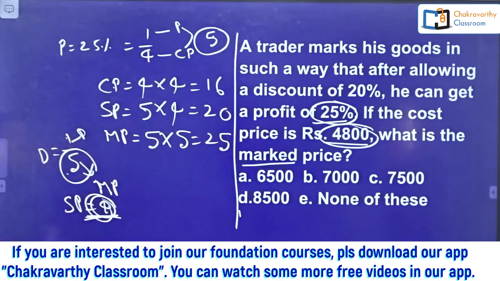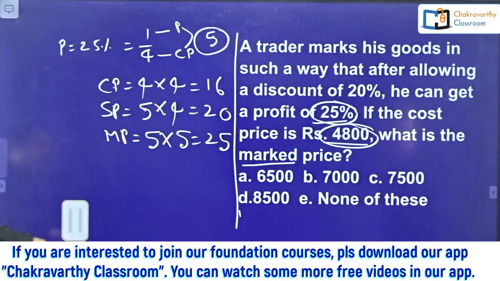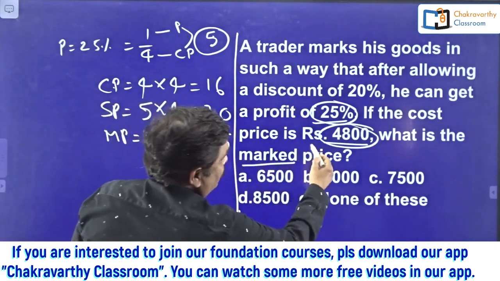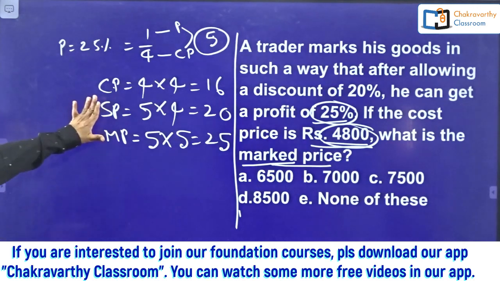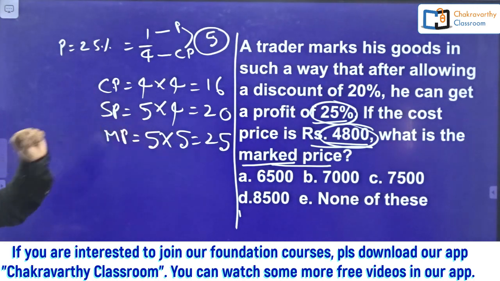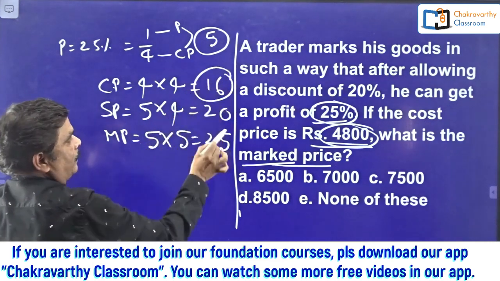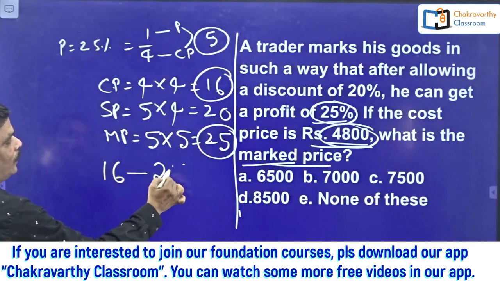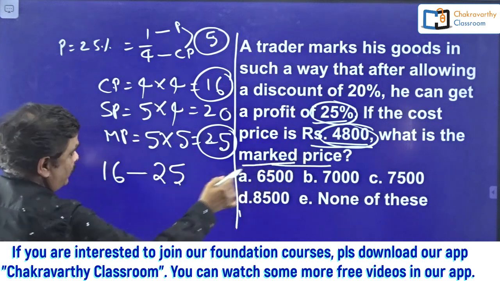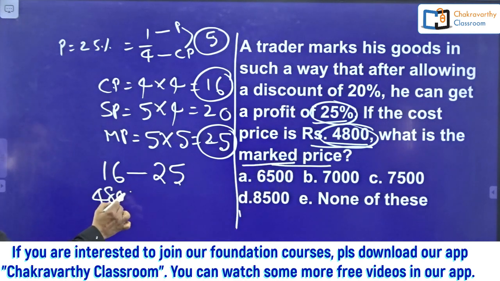Clear. Now here the question is, I am writing the final step. If the cost price is 4,800, what is the market price? Now according to my imaginary numbers, by following the rules given in the question, percentages, cost price is 16, mark price is 25. That means if cost price is 16, mark price is 25. If the original cost price is 4,800, what should be the market price is the question.